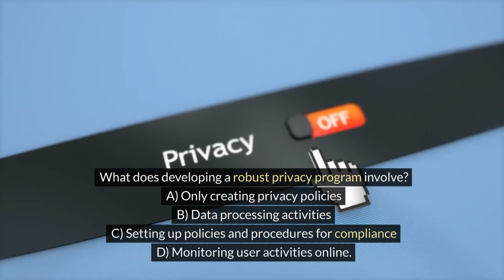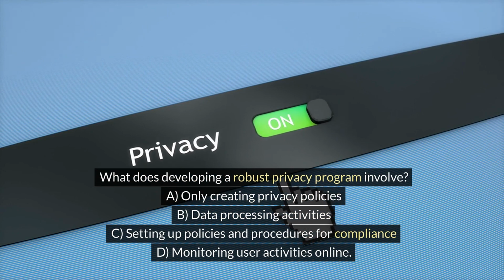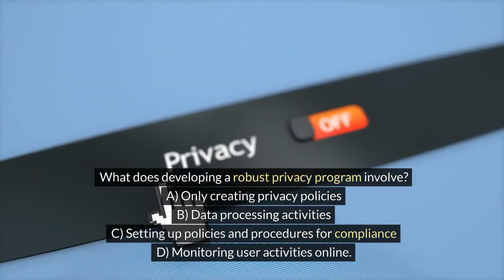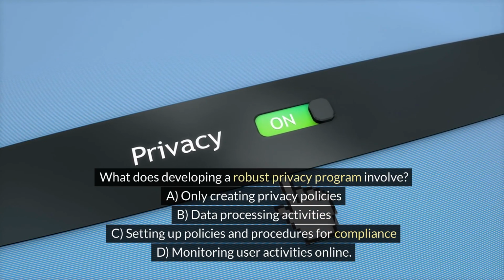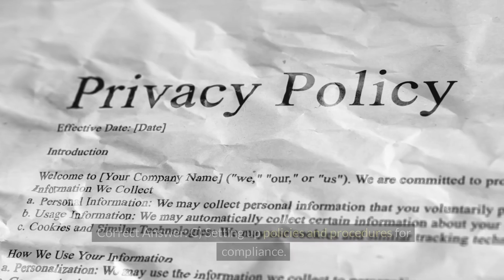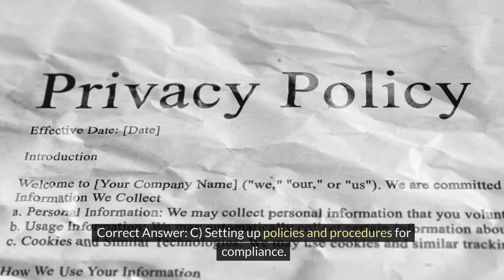What does developing a robust privacy program involve? A. Only creating privacy policies. B. Data processing activities. C. Setting up policies and procedures for compliance. D. Monitoring user activities online. Correct answer. C. Setting up policies and procedures for compliance.